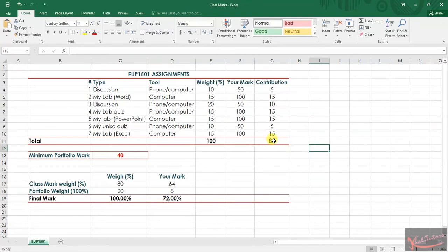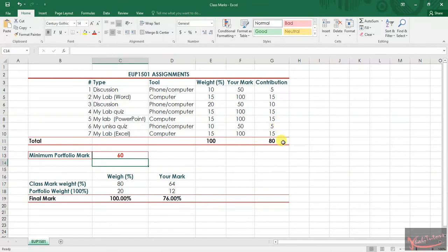So if you've got 80, which is like 64 over 80, and then you fail your portfolio by getting 40, you'll still get a very good mark as your final mark. You'll have 72% for this module. Let's say you did not really fail the portfolio, you got 60. Will you get a distinction? Definitely. It is very, very easy to get a distinction in this module.